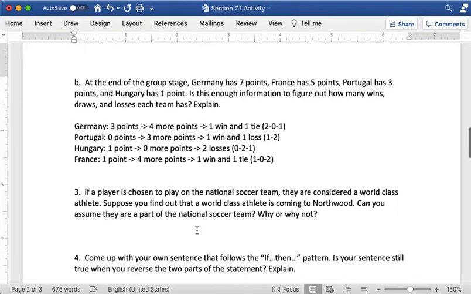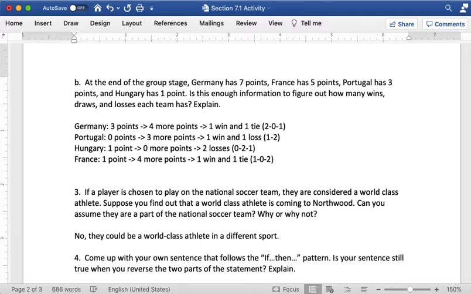Okay, and then question 3. This is a little bit going in a different direction. If a player is chosen to play on the national soccer team, they are considered a world-class athlete. Suppose you find out that a world-class athlete is coming to Northwood. Can you assume that they are part of the national soccer team? Why or why not? So if you think about this, you should be able to realize that no, you cannot assume that they are part of the national soccer team because they could play a different sport. So they could be a world-class athlete in basketball, volleyball, swimming, track and field, lots of other sports that they could be a world-class athlete in.